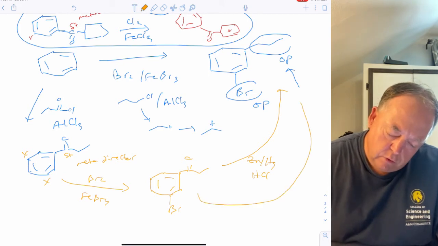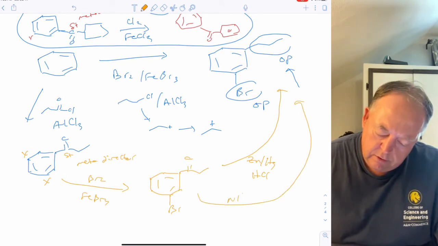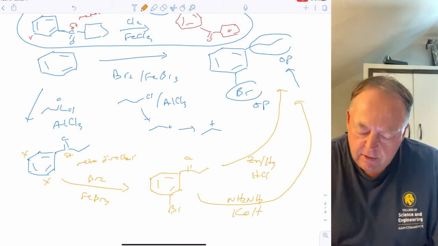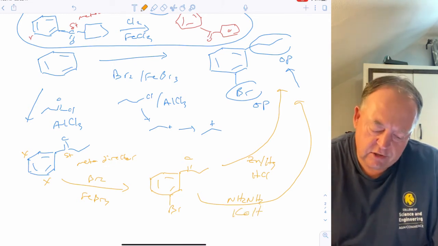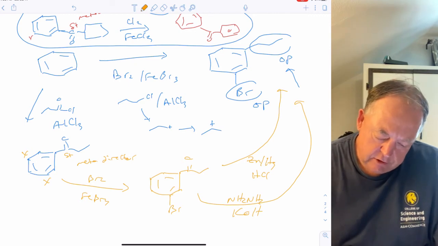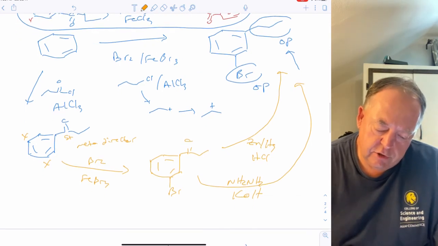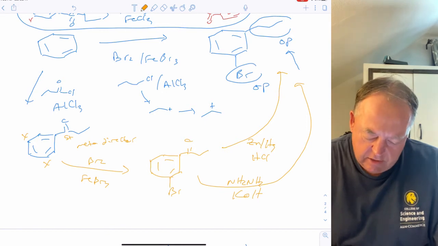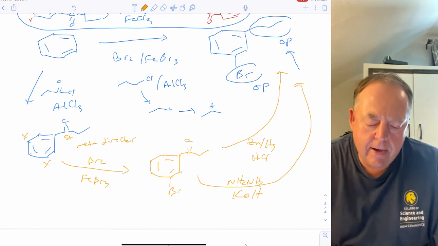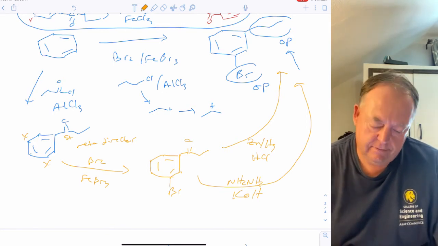Or you could have done the Wolff-Kishner reduction, doesn't matter which one. You don't have to show both on a test. You just have to pick one and you're done. Your synthesis is done now. So that reduces the C double bond O to CH2 to make the propyl. And now you've got the propyl and the bromine meta to each other with no rearrangement.